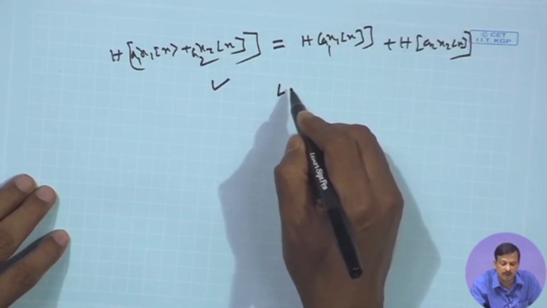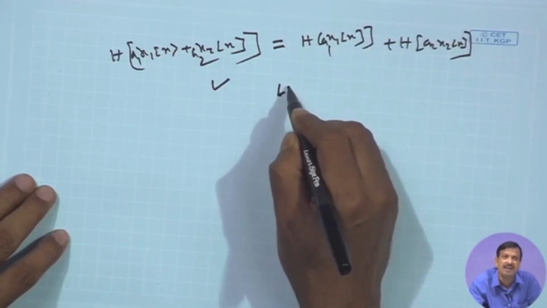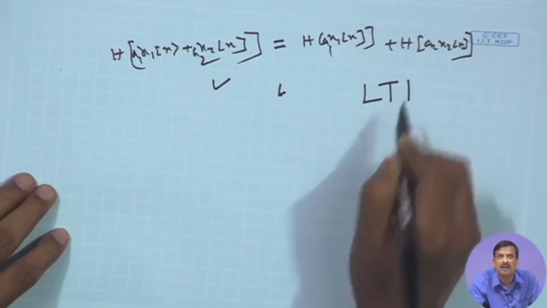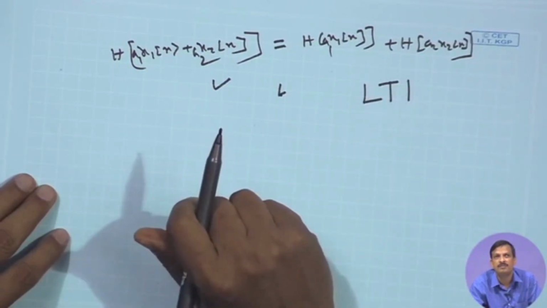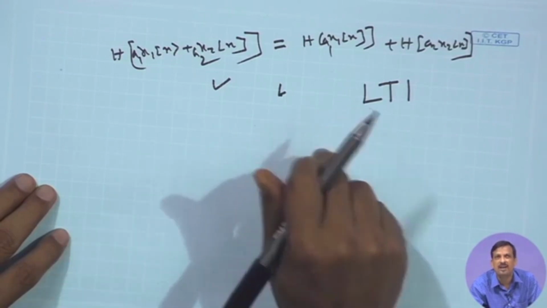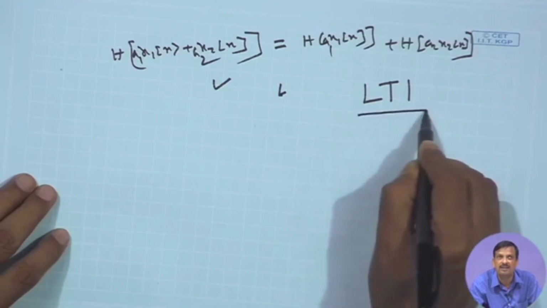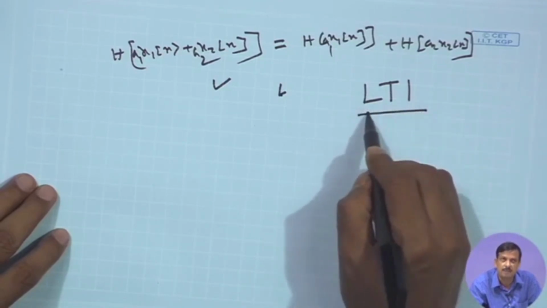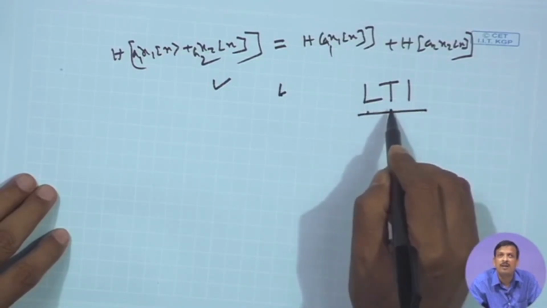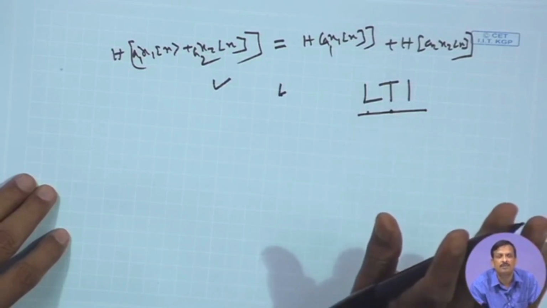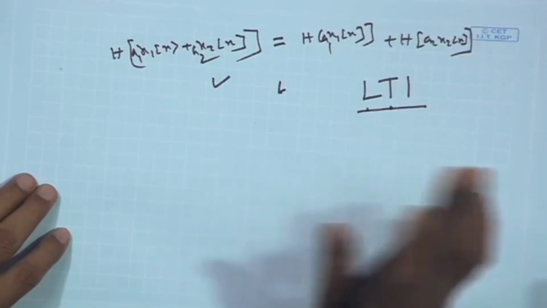So, if the system is linear and time invariant, then we call it an LTI system, a linear time invariant system. That means the system is linear, and the system does not change its property along time. Okay. Then you know causal and non-causal systems.